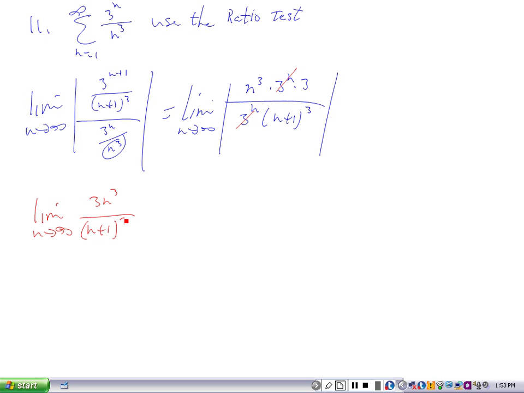Finding the limit using the horizontal asymptote rule, if the degree in my numerator is the same as the degree in my denominator, then the limit, or the horizontal asymptote, is the ratio of the leading coefficients, which is just 3. 3 divided by 1 is 3. Now for the ratio test, for the series to be convergent, the limit of the ratio must be less than 1. But this is greater than 1, so this implies that the series diverges.